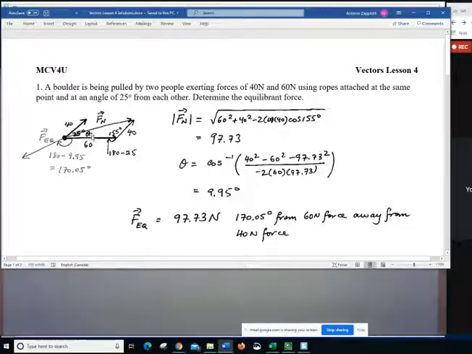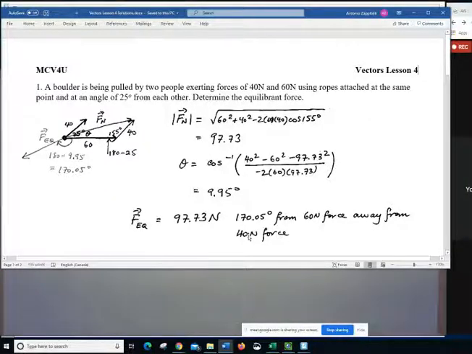Okay, so the way I chose to describe it is here. This is the 60 Newton vector. I'm not going towards the 40 Newton vector. I'm going away from the 40 Newton vector. And so that's how I'm describing my direction here.